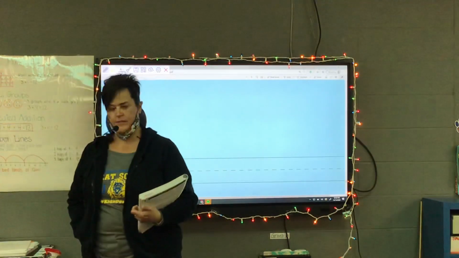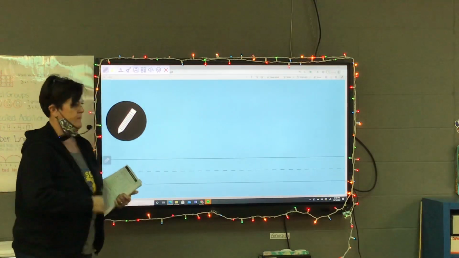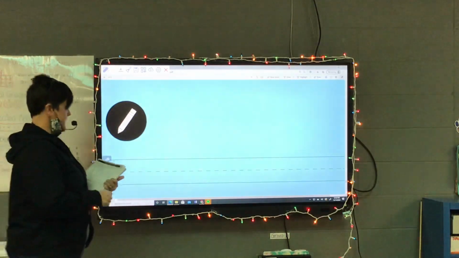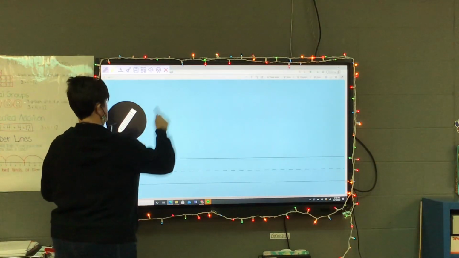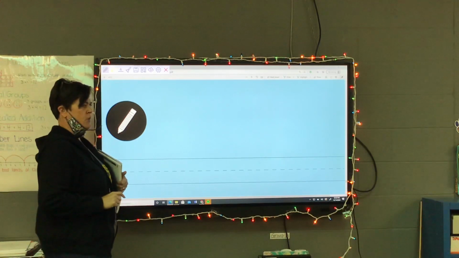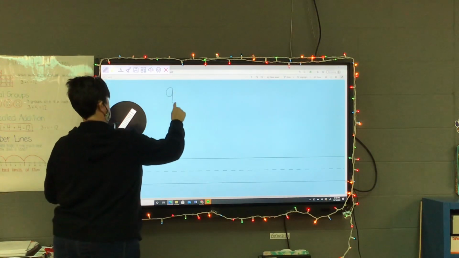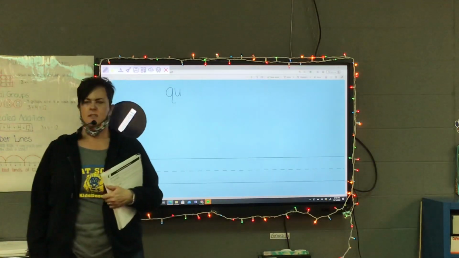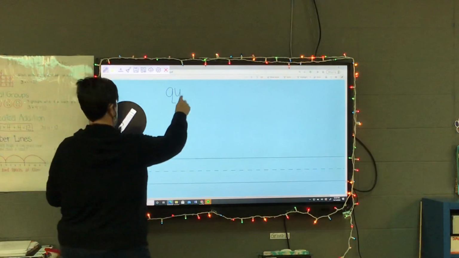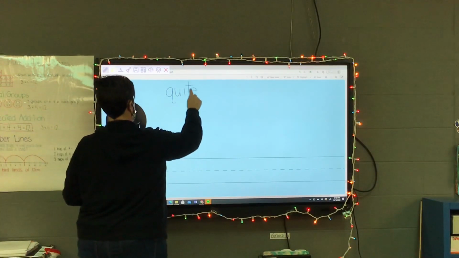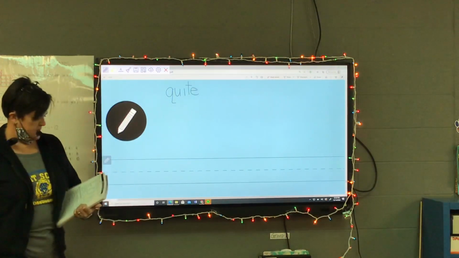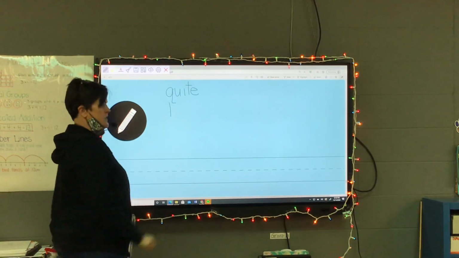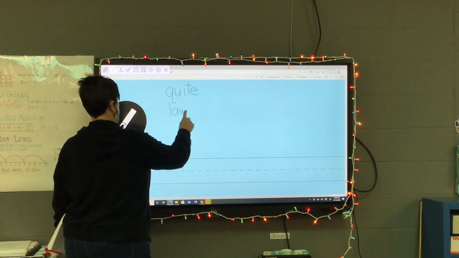Let's go over those 5 words. Okay, the next word that we had done was quite. What's starting out quite? Q-U. What about the ite part in quite? I-T. Right, it's that vowel consonant silent E. Quite. Lawn. Ooh, what's saying ah? A-W, N.